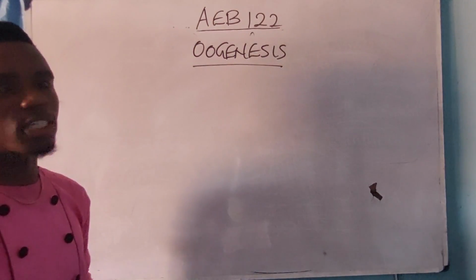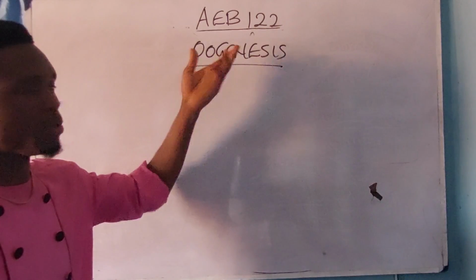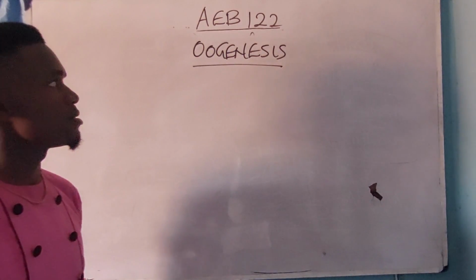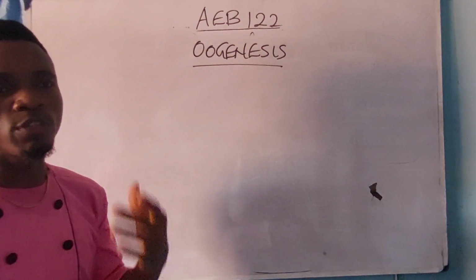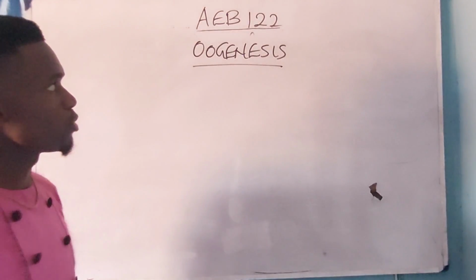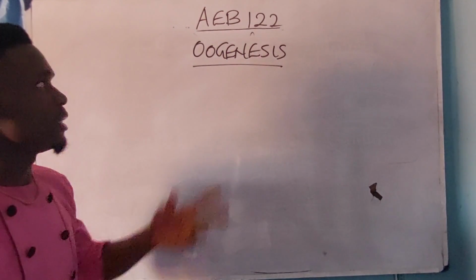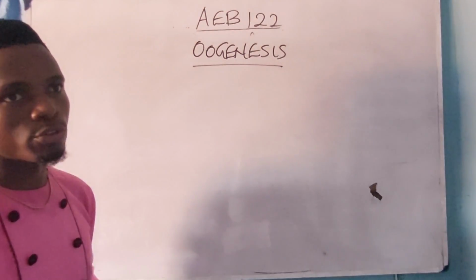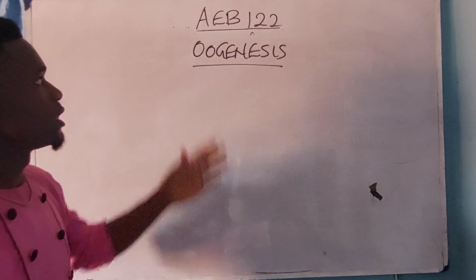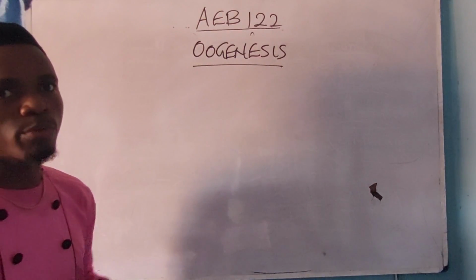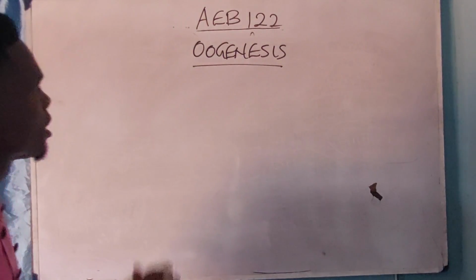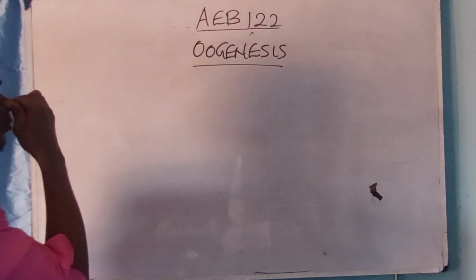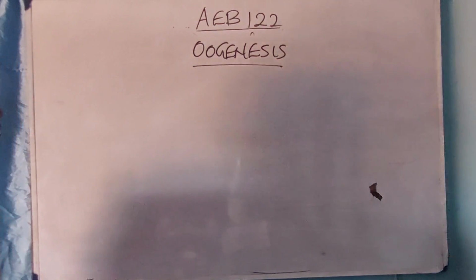In today's video, I shall be taking us through oogenesis in AB 122. Oogenesis is the production of the female sex cell called what? The egg, or the ovum. This egg is found in the female body of an animal. Oogenesis occurs in the follicle.